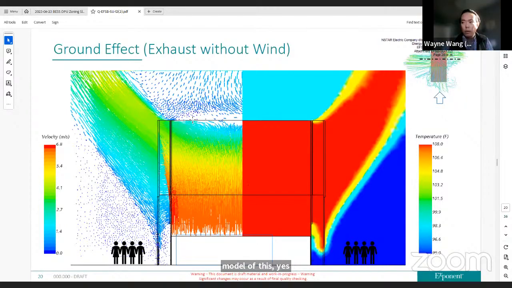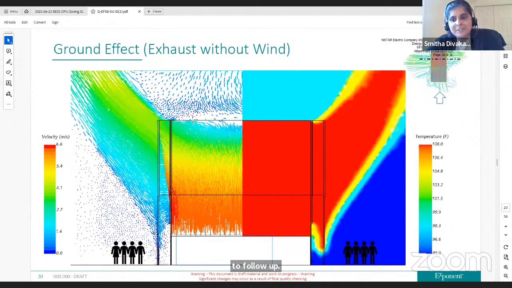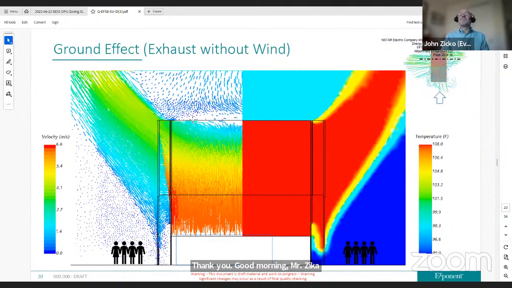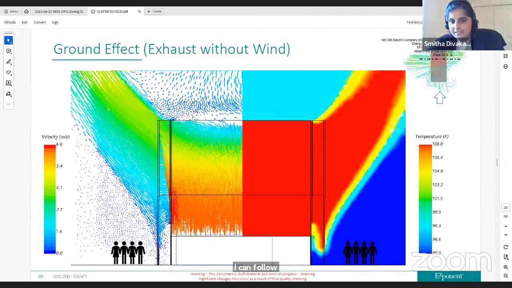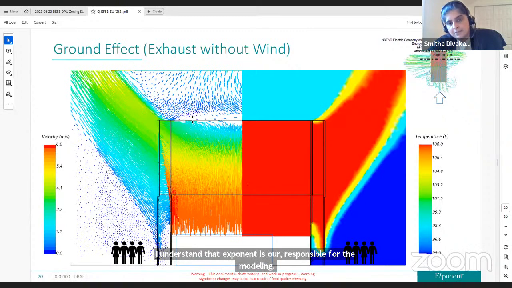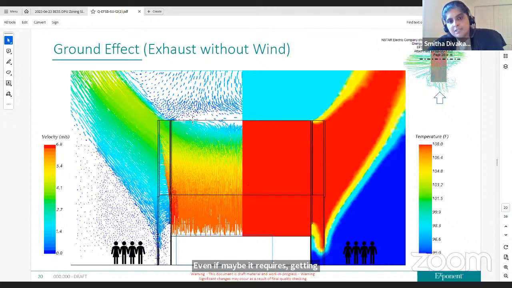Okay. Mr. Zico, I think my colleague, Ms. Devakar, wants to follow up. Thank you, Mr. Wang. Good morning, Mr. Zico. Good morning. I have a follow-up. I understand that Exponent are responsible for the modeling. Even if it requires getting back to them on the kind of information I'm seeking, I'd still ask you the question.